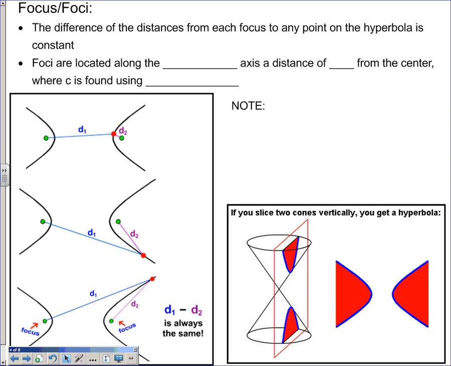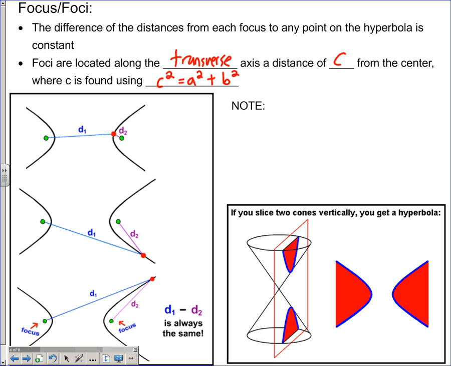So the focus points are pretty crucial to the shape of these curves. Now we have these two foci, and they're located along the transverse axis, and they're a distance of c from the center. So that didn't change. We're still calling the distance to the foci c. However, c is going to be found using a slightly different formula. It looks like this: c squared equals a squared plus b squared. And that's the crucial difference.